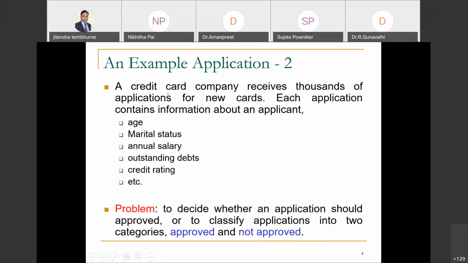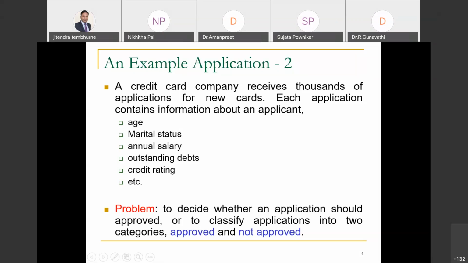The second example is like this: a credit card company receives thousands of applications for new cards. Most of the time we get a call from the company saying that your credit score is very good and they are offering a credit card to you. So how are they analyzing? They have certain details with them. With those details, they make a call and promote that particular card so that we can purchase it, or we can have it.